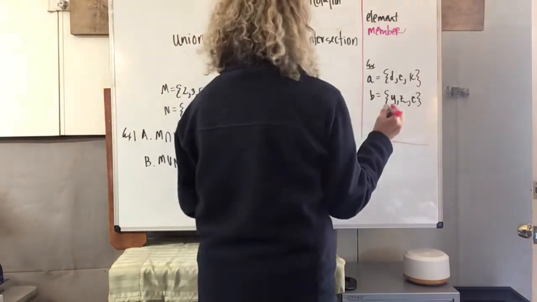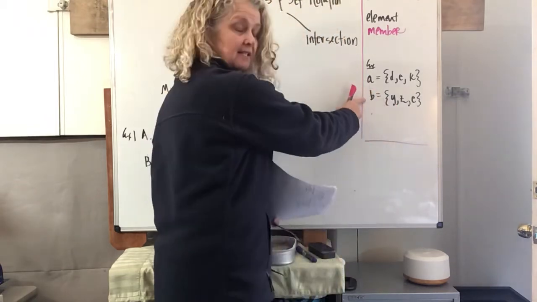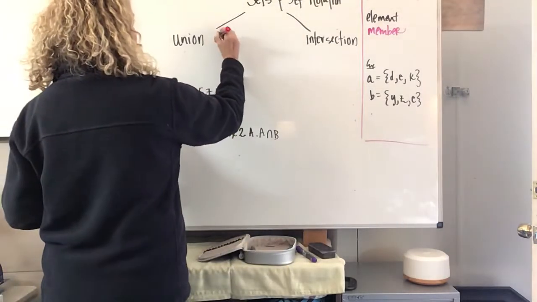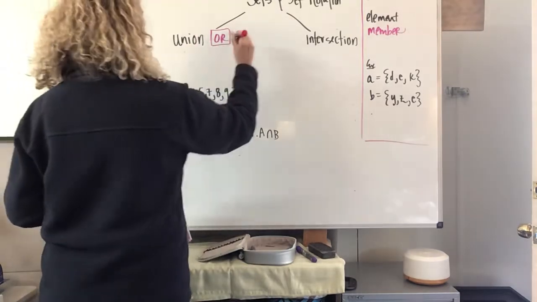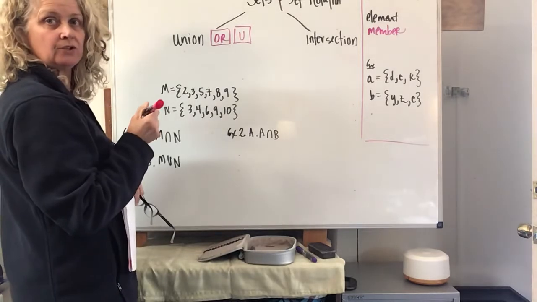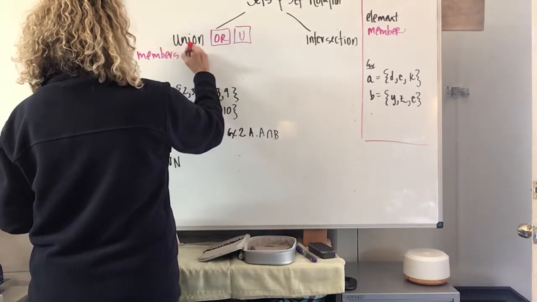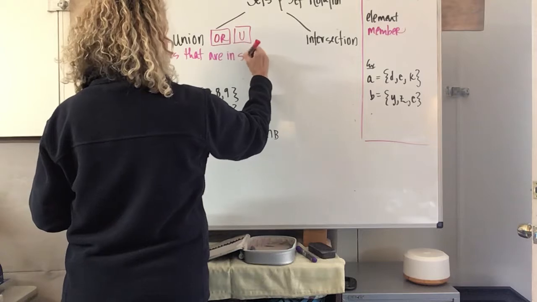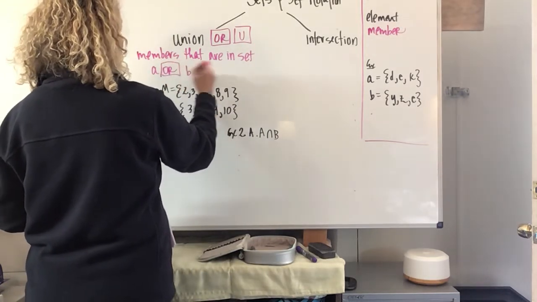And a real quick example. This is set A and this is set B, and we'll use that as we're talking about the basics. The key word here is or. And the symbol we use to notate that it is a union is a handy dandy U. And basically a union would be members that are in set A or B.